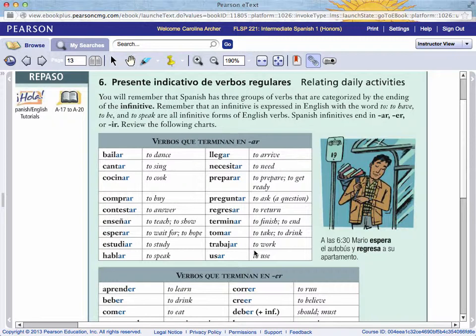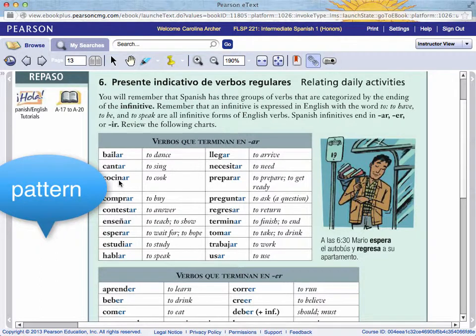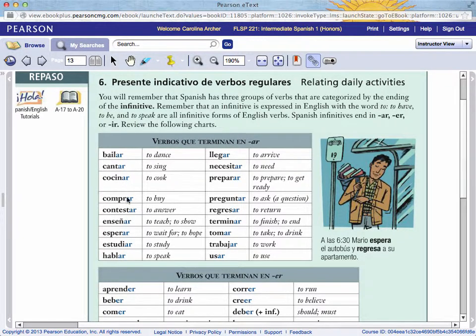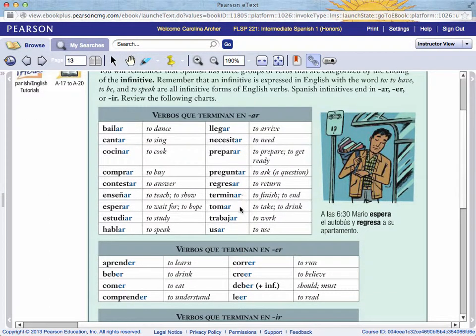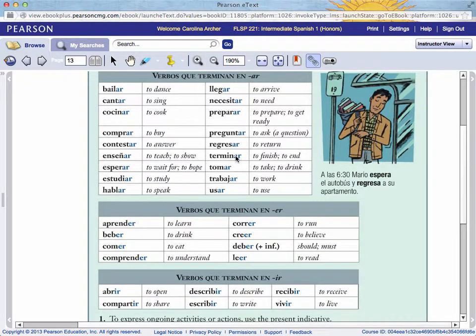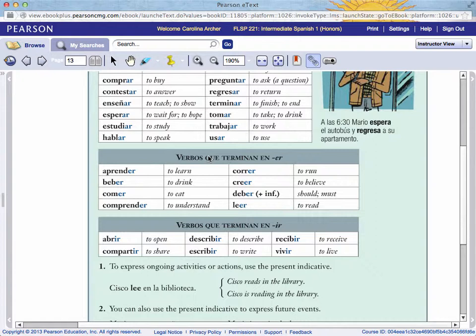Okay? So, for the verbs that end in ar, here are some examples. Bailar, cantar, cocinar, and they are all regular. Okay, so regular means that they are all going to be conjugated in the same way. They're going to follow a pattern. Okay. Bailar, cantar, cocinar, comprar, contestar, enseñar, esperar, estudiar, hablar, llegar, necesitar, preparar, preguntar, regresar, terminar, tomar, trabajar y usar. Okay, these are all regular. And the majority of verbs in Spanish are verbs that end in ar. Okay? Here are some that end in er, and these are regular as well. Aprender, beber, comer, comprender, correr, creer, beber y leer.